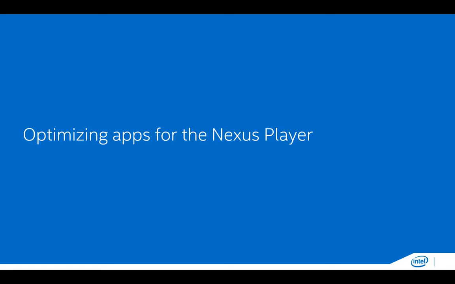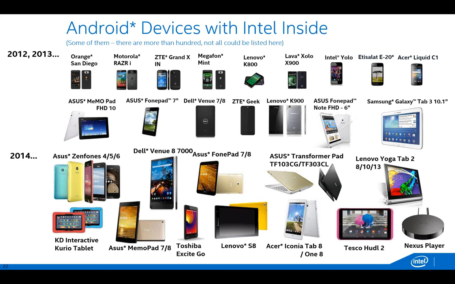So since we started in 2012 and 2013, we started a partnership with Google. We have released a lot of devices on the market across Europe, America, China, Asia, Africa, even. So we have quite a lot of phones, tablets, or Android Windows devices that work on Intel processors. So since then, obviously the NDK has to be adapted to Intel, to x86, because otherwise the x86 devices wouldn't work with NDK applications.